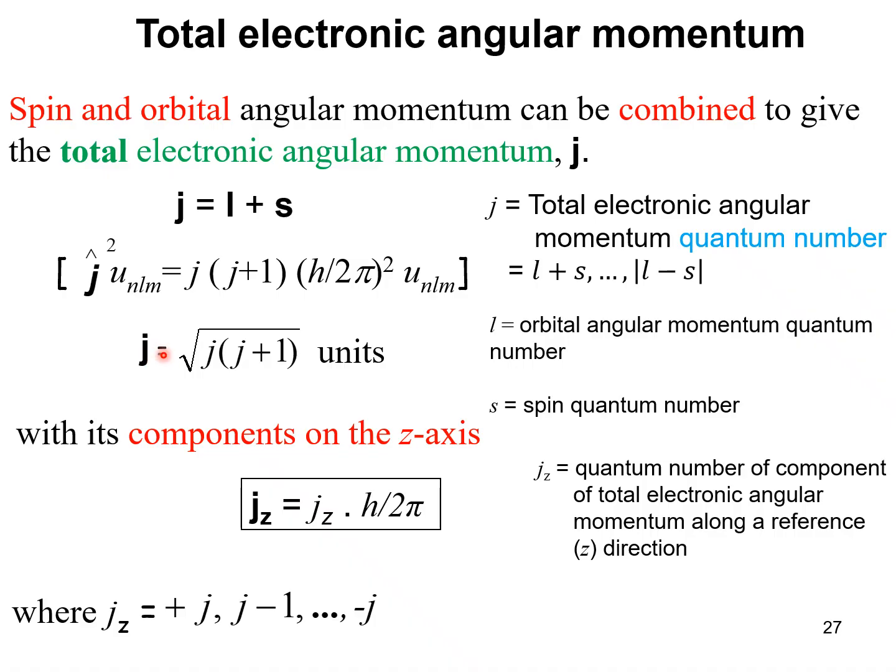The magnitude is equal to the square root of J(J+1), with the J here referring to the total electronic angular momentum quantum number, written as italic J. The italic J can be calculated from the orbital angular momentum quantum number L plus the spin quantum number S. Its value ranges from L plus S down to the modulus of L minus S, so it needs to be a positive integer.